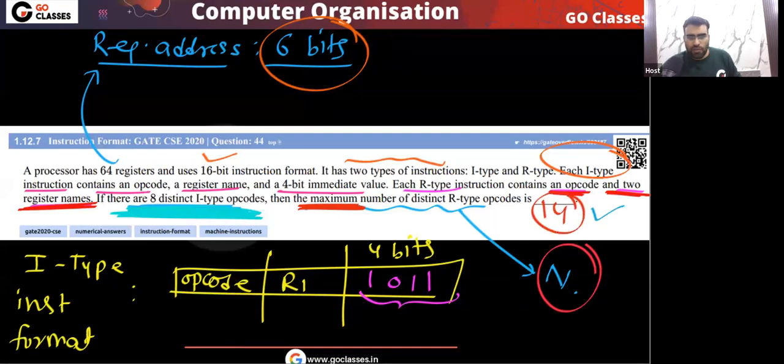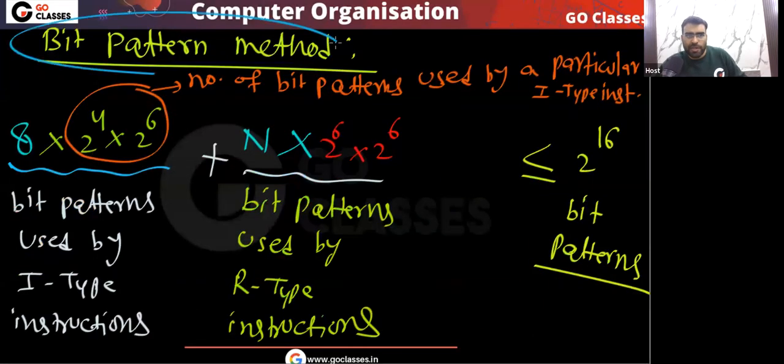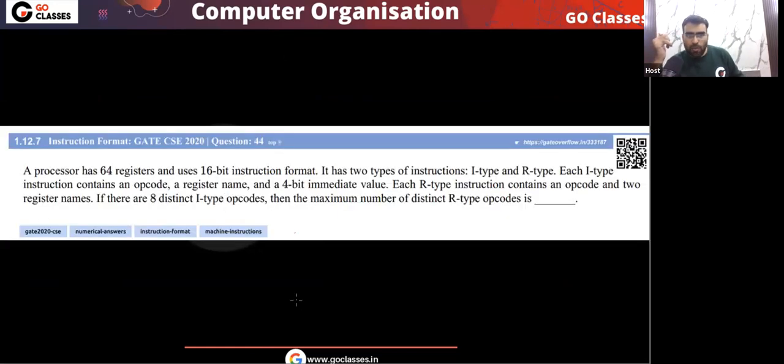Is this clear? So very easily you can solve this question using the bit pattern method. Very easily, very quickly. So tell me, are you confident in the bit pattern method? In the GATE exam, whatever question comes based on expand opcode technique, every question we have solved. This GATE 2020 question we have already done. Each and every GATE exam question based on expand opcode technique we have done.